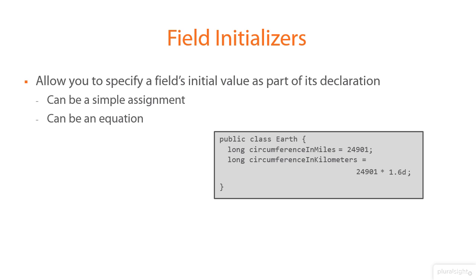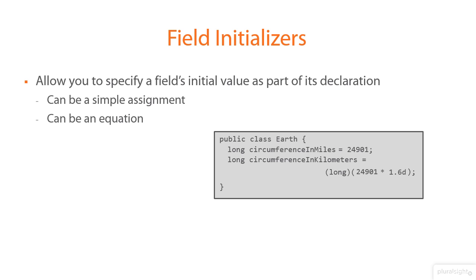Remember though that the equation has to be a valid equation. So right now this wouldn't compile because although 24,901 is an integer type, when I multiply it by 1.6, which is a double, that result will be a double that I can't assign directly into the long circumferenceInKilometers. So we just go ahead and put a cast in place, and that now becomes a legal assignment.